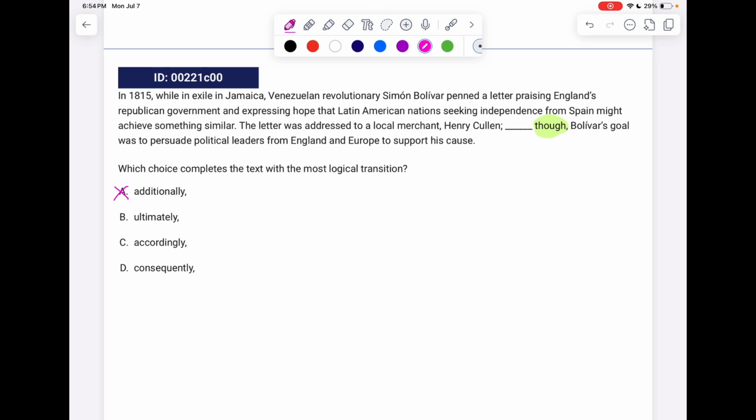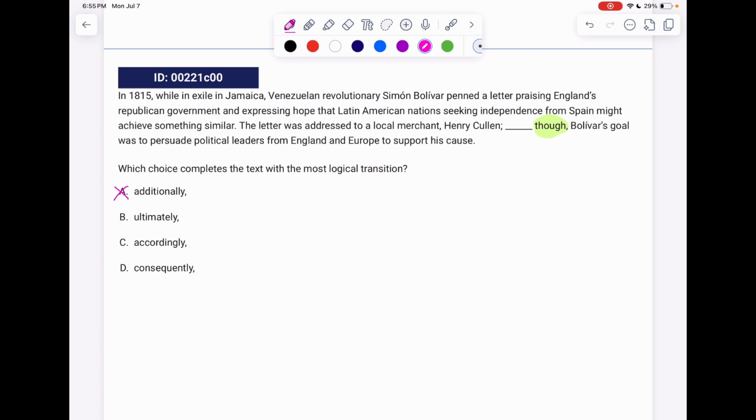Looking at B fits what we're thinking of. Ultimately means in the long run or at the highest level. So although Bolivar wrote to a local merchant, his goal at the end of the day was to reach the political leaders. Therefore, ultimately fits perfectly in this context.